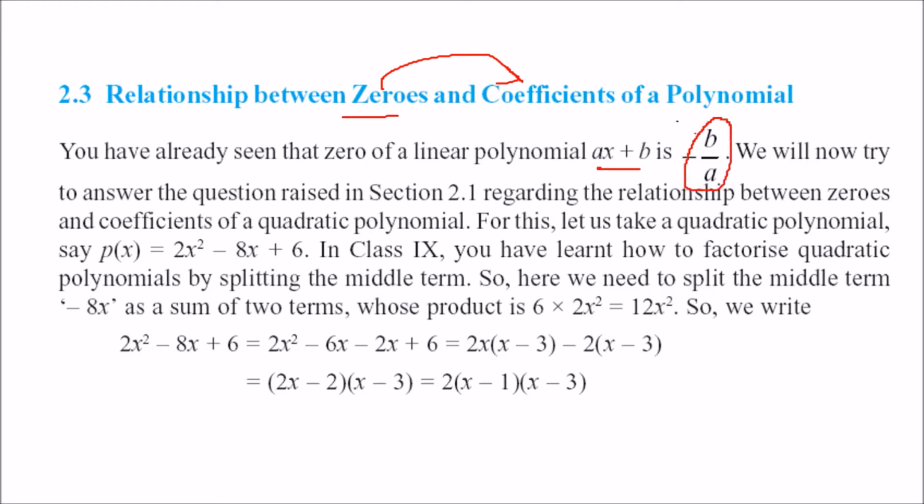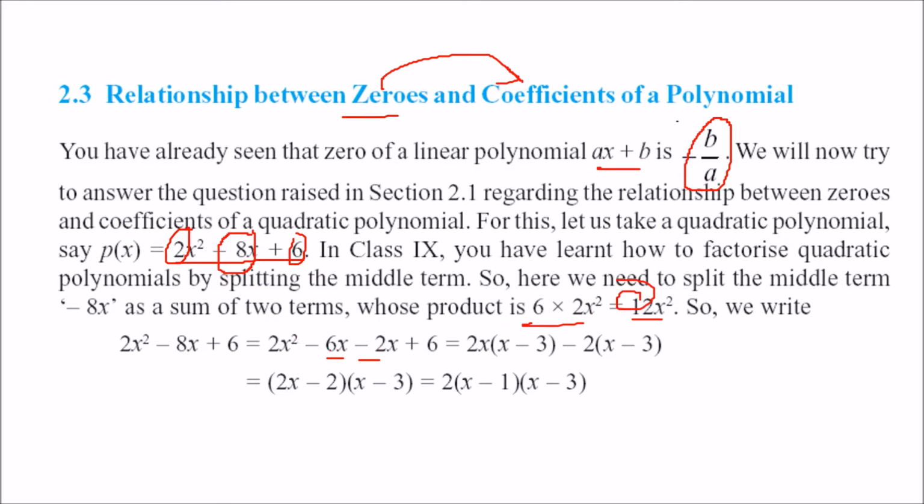minus b by a. We have to recall from our earlier class, if we take an example 2x square minus 8x plus 6, then we can find out the factors of this equation. How are you going to find out? This minus 8x is represented in terms of this 2x square and 6. So 6 times 2x square is 12x square, and 12x square can be written using minus 6x and minus 2x, which actually gives minus 8x. Minus 6x minus 2x, if you multiply, you'll get this.